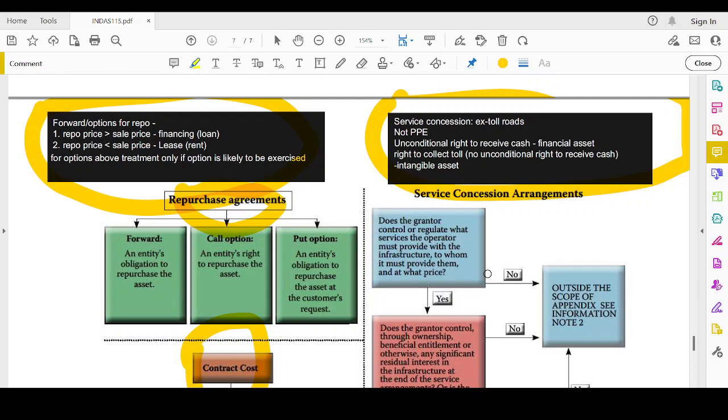For options, similar treatment will be applied only when it is likely to be exercised. If it is highly probable, you will use a similar treatment.